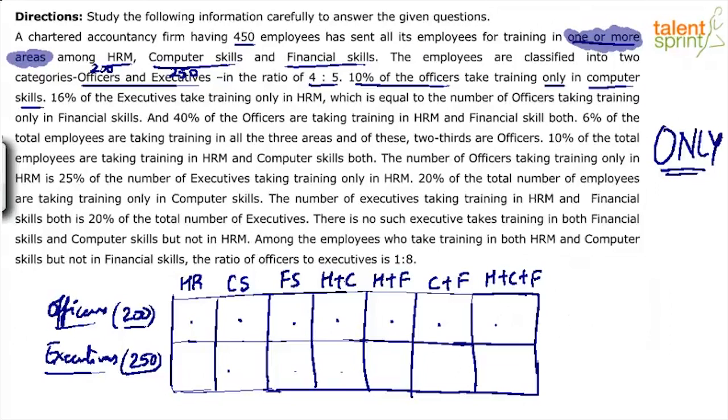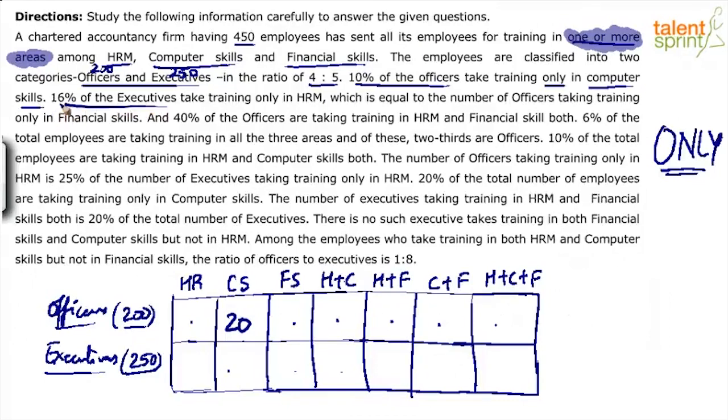See, he says 10% of officers take training only in computer skills. They do not take training elsewhere. Only in computer skills is this region, right? Now 10% of officers, 10% of 200 is 20. So 20 comes here. 10% of officers take training only in computer skills. 20 comes here. Done.